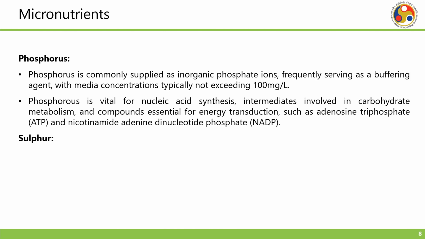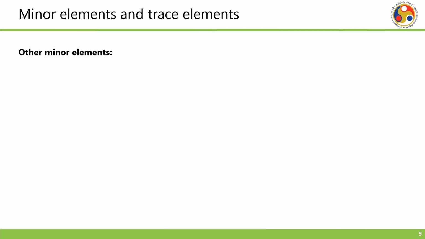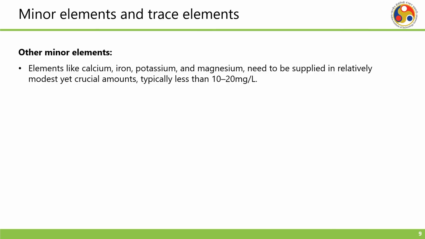Another important macronutrient is sulfur. This is necessary for the synthesis of sulfur containing amino acids like cysteine and methionine, as well as certain vitamins, and is often provided in the form of inorganic sulfate or sulfite salt at a concentration ranging from 20 to 30 milligrams per liter. Some of the other minor elements are calcium, iron, potassium and magnesium.